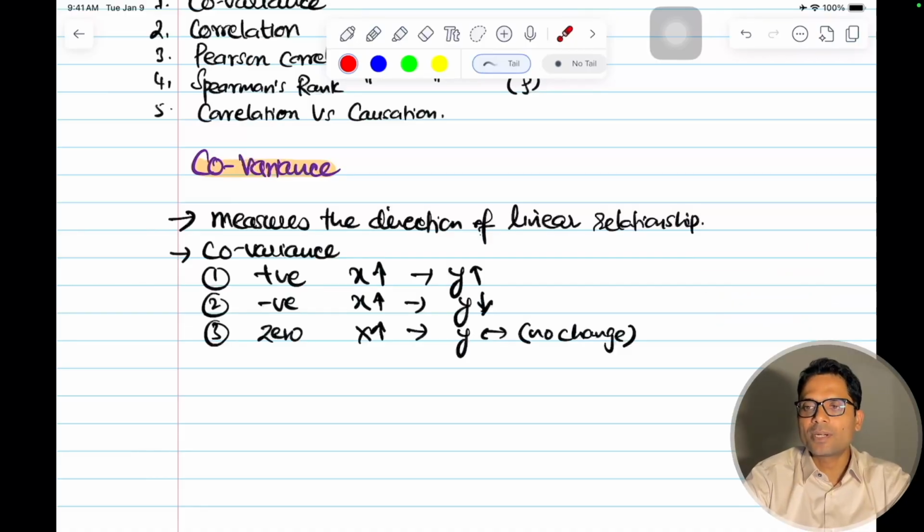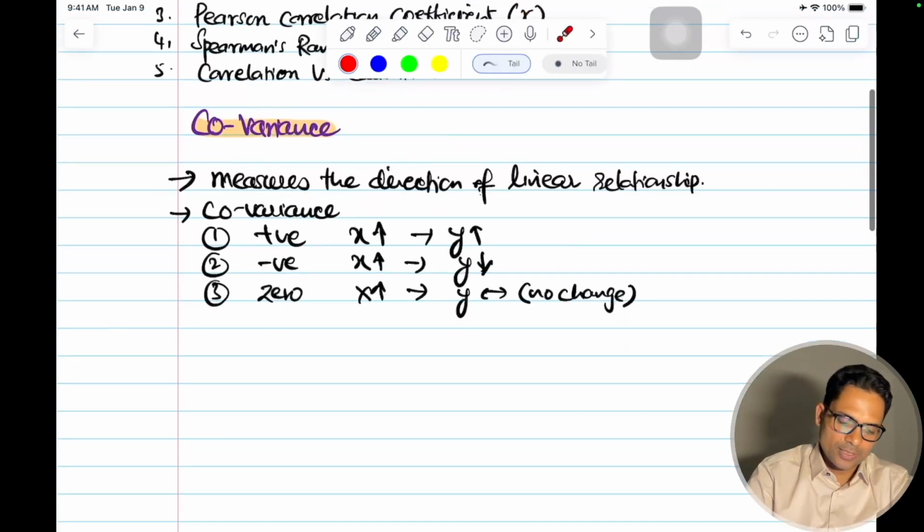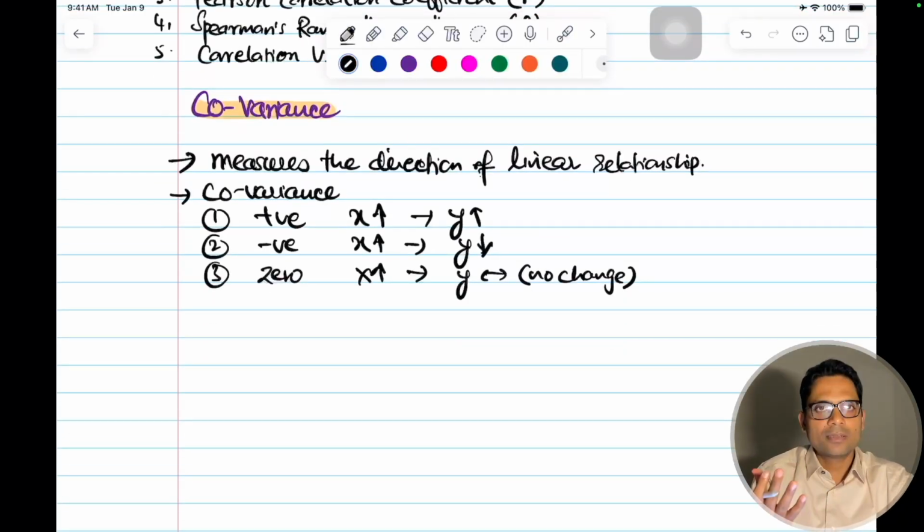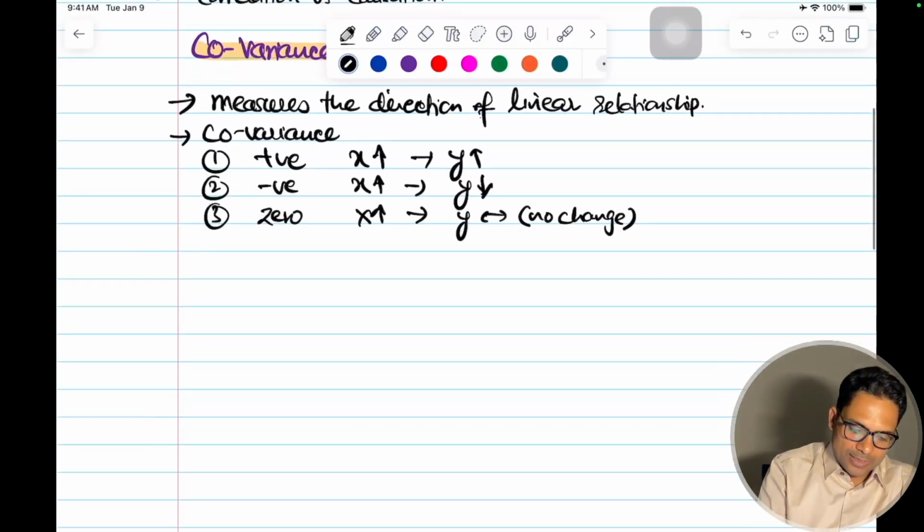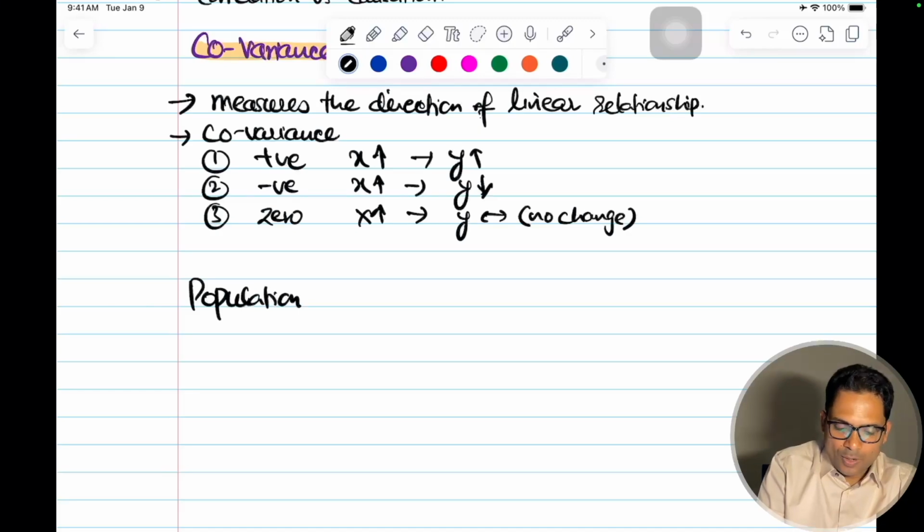So let's see a simple example and understand. The formula also I'll mention. When we talk about these metrics, there will be a sample covariance and a population covariance also. The population covariance is for the complete population.